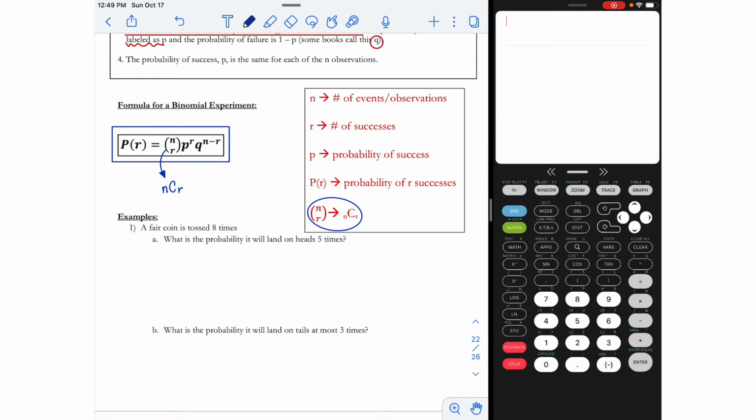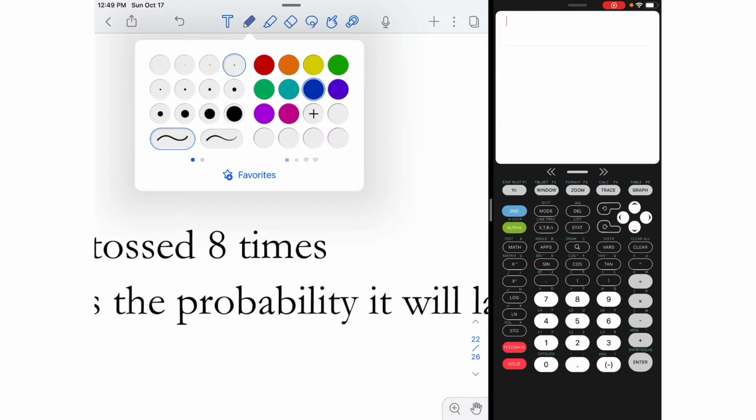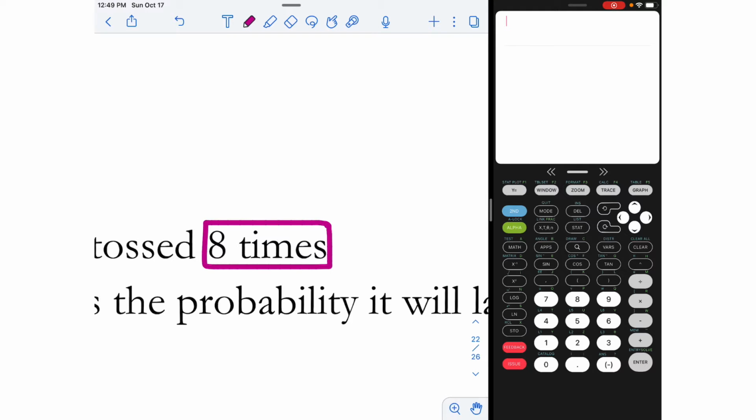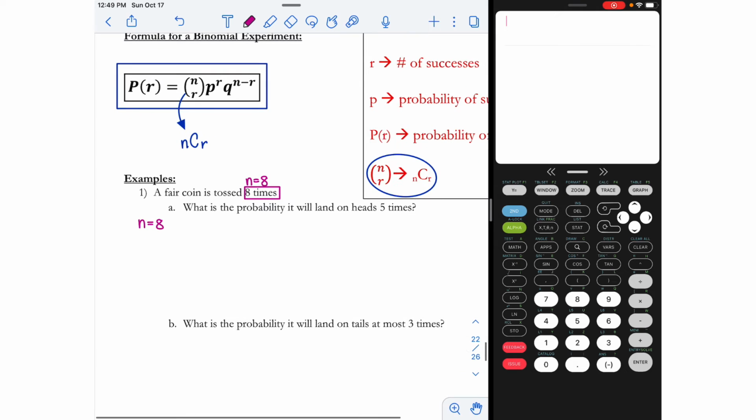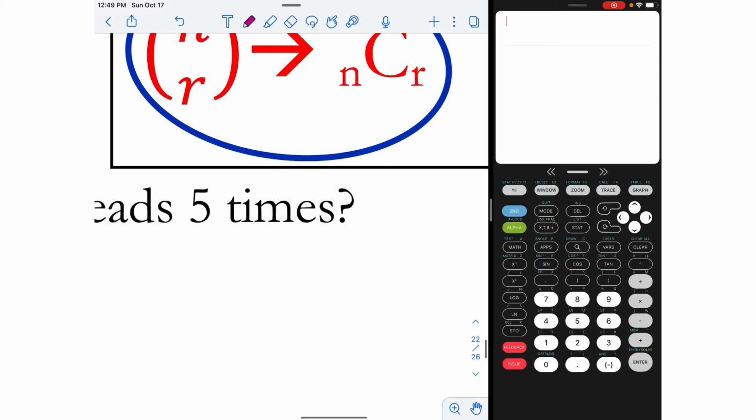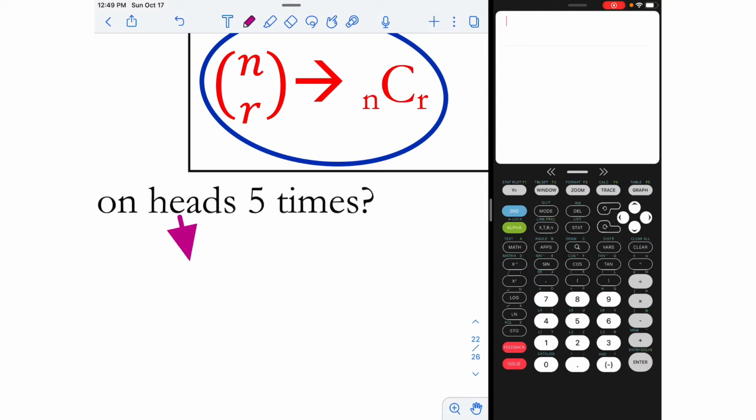Okay, so let's do our first example. We're going to do all 4 of these together. So a fair coin is tossed 8 times. Pause. The total number of times that we're tossing the coin is 8. So that is n in my formula. I'm going to write down all the letters. Okay. What is the probability that it will land on heads 5 times? So heads is the success, and the number of successes I want are 5. So the number of successes is the r value.